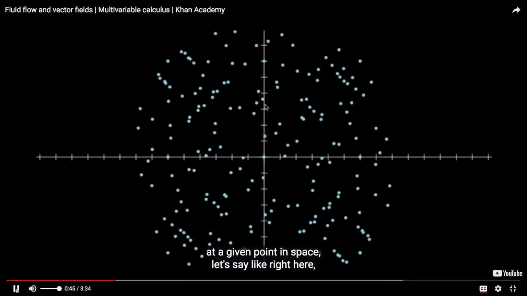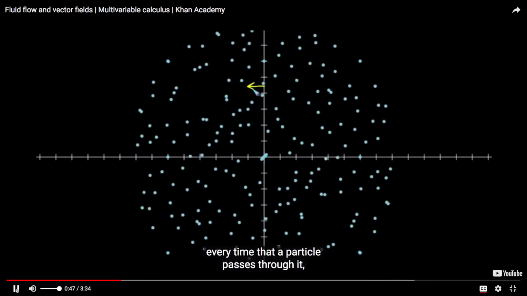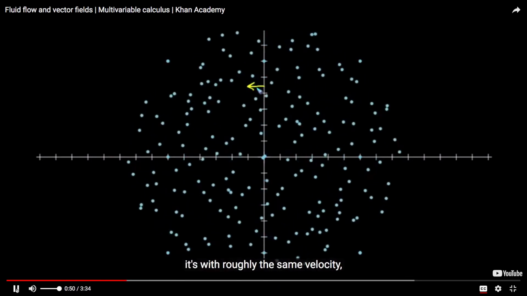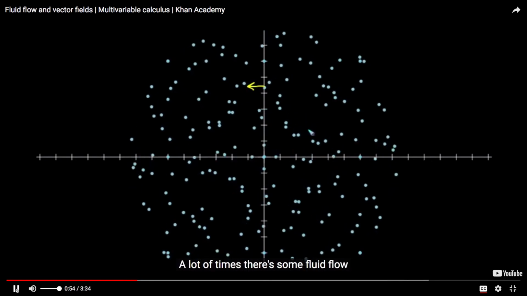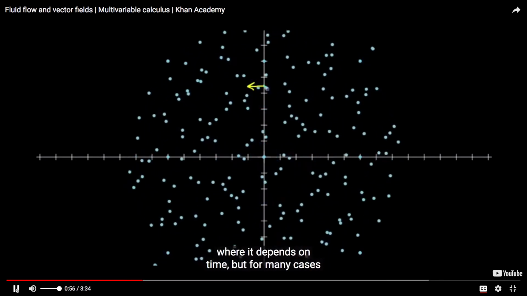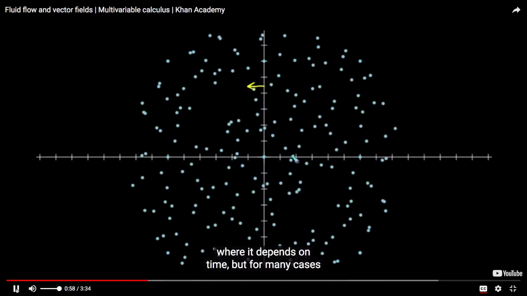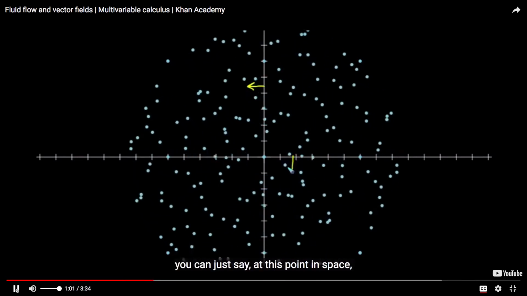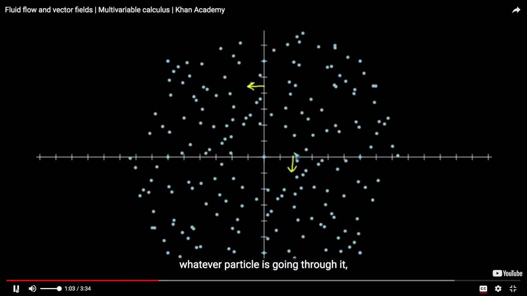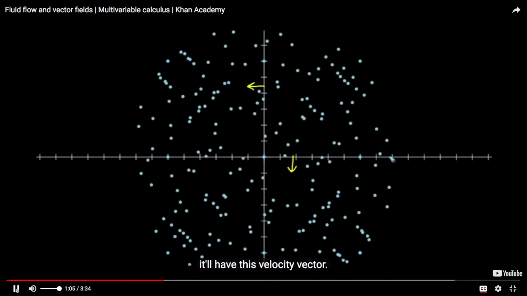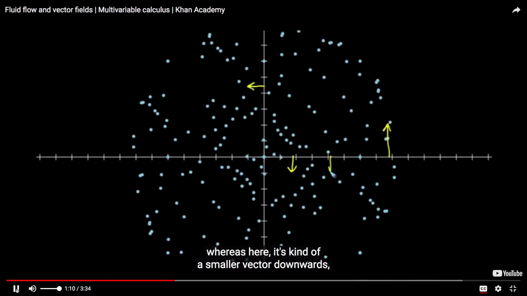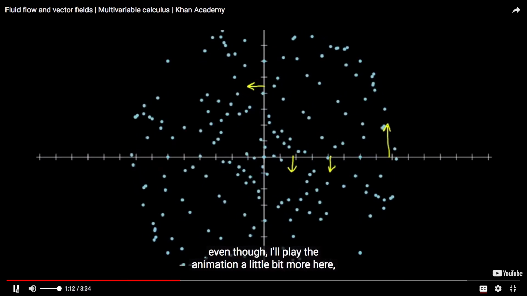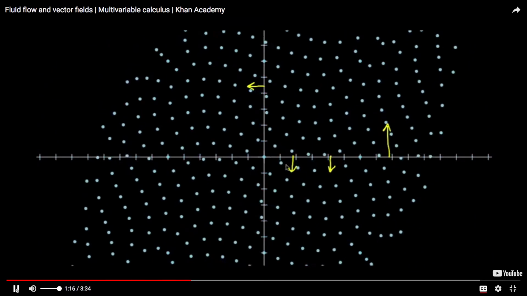In space. Well, let's say like right here. Every time that a particle passes through it, it's with roughly the same velocity. So you might think over time that velocity would change, and sometimes it does. A lot of times there's some fluid flow where it depends on time. But for many cases, you can just say, at this point in space, whatever particle is going through it, it'll have this velocity vector. So over here, they might be pretty like high upwards, whereas here, it's kind of a smaller vector downwards. Even though, and play the animation a little bit more here.